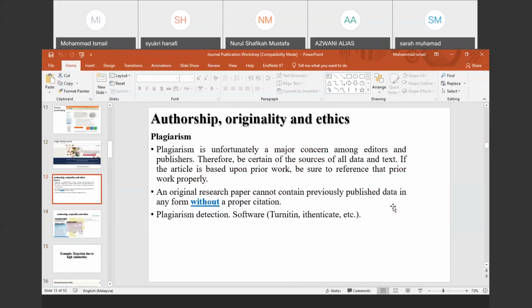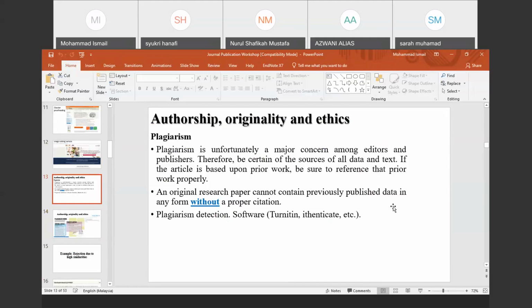Okay, originality and ethic. Okay, plagiarism. Okay, please don't plagiarize your work, your sentence. Plagiarism is unfortunately a major concern among editors and publishers. Therefore, be certain of the sources of all data and text. If the article is based upon a prior work, be sure to reference that prior work properly. An original research paper cannot contain previously published data in any form without a proper citation.